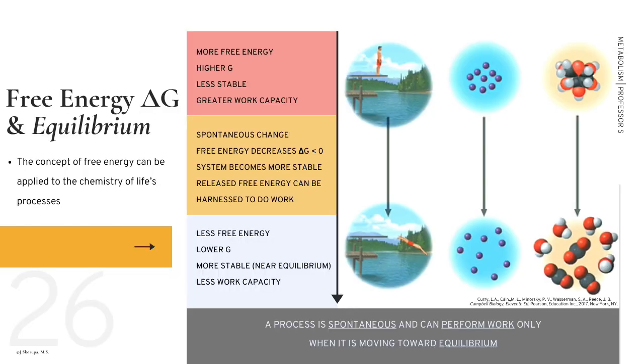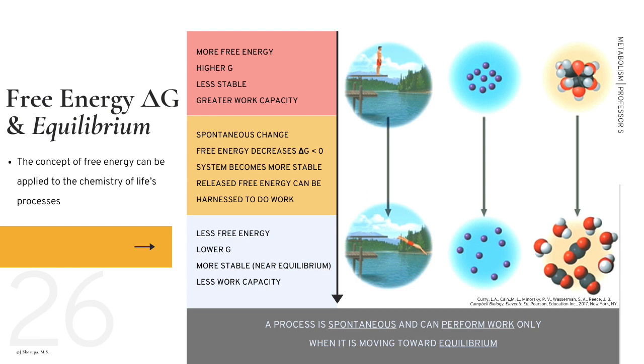The concept of free energy is also applied to the chemistry of life's processes. Here we have three instances: a man on a high board, molecules clustered together, and a larger molecule. These examples all have one thing in common: they contain high amounts of free energy, so they have a higher G. Because they have more energy, they are less stable and have a greater capacity to do work. The man has high potential energy due to his high position. The cluster of molecules have a high potential energy due to the location because they formed a gradient. And the molecule has high potential energy due to its structure.